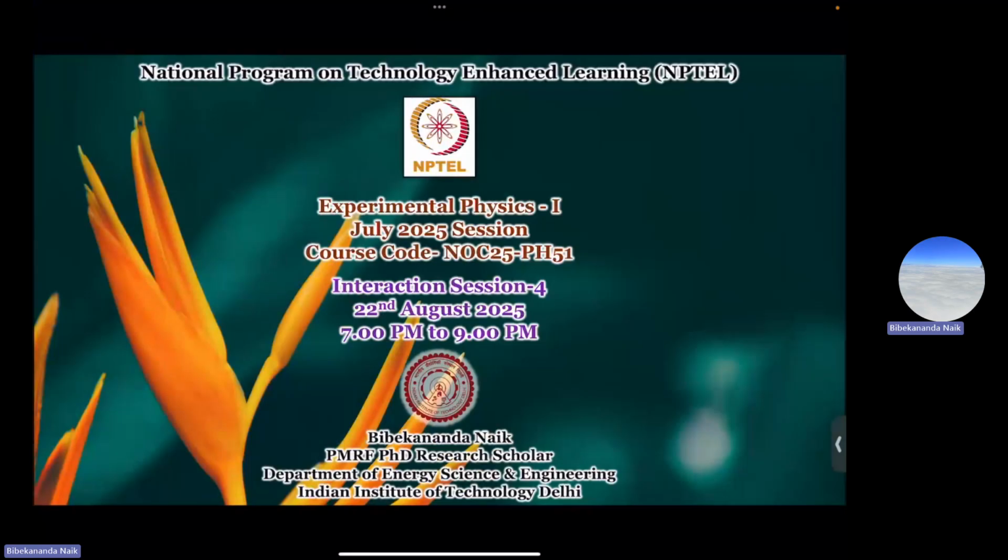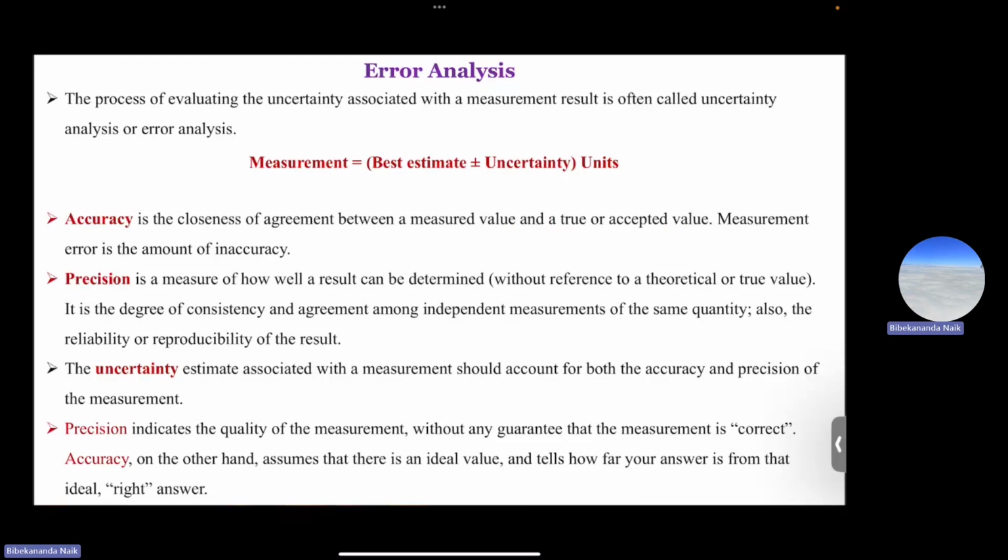So let's first discuss a few things about error analysis, and then we will move towards solving the questions. So what is error analysis? The process of evaluating the uncertainty associated with a measurement result is often called uncertainty analysis or error analysis. So this is the process of evaluating the uncertainty associated with a measurement.